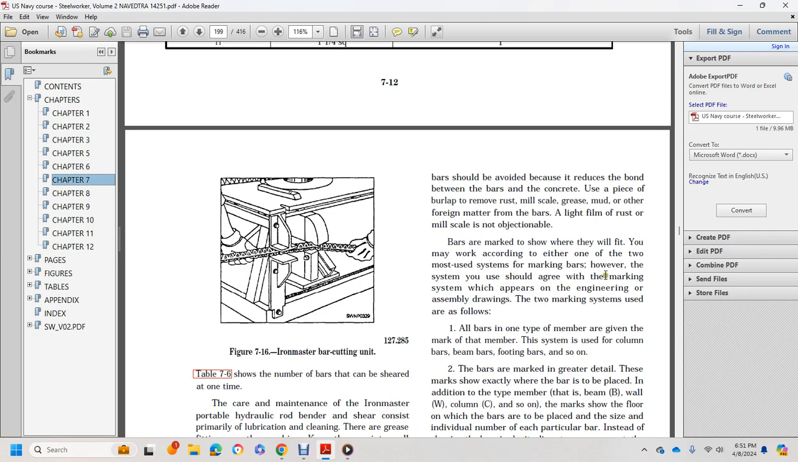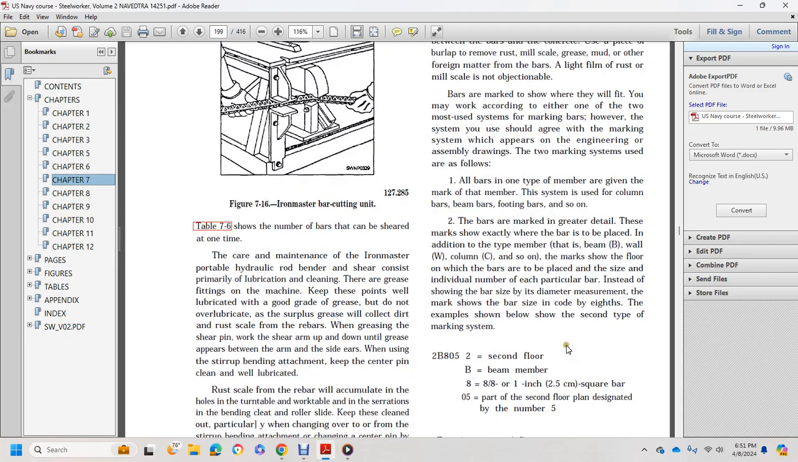You may work according to either one of two marking systems. However, the system should be agreed upon with the marking system that appears on the engineering or assembly drawing. The two marking systems are as follows. First, all bars in one type of member are given the mark of the member. This system is used with column bars, beam bars, footing bars, and so on. Second, bars are marked with greater detail. These marks show exactly where the bar is placed, in addition to the type of member: beam B, wall W, column C, and so on. The marks show the floor on which the bars are placed and an individual number for each particular bar.